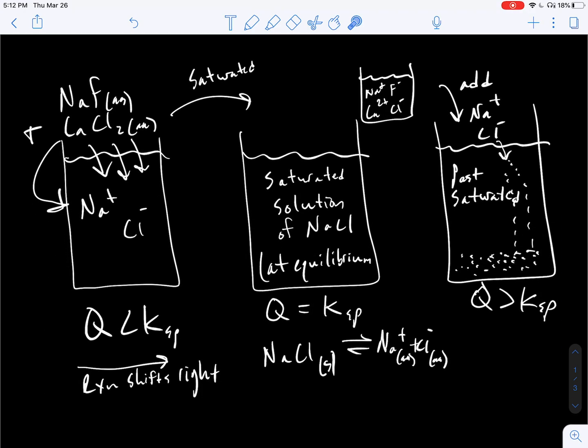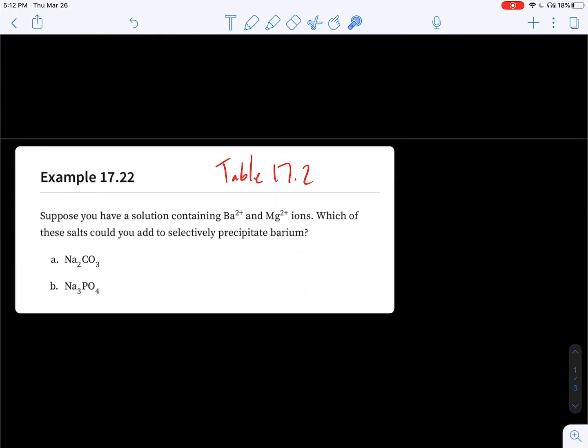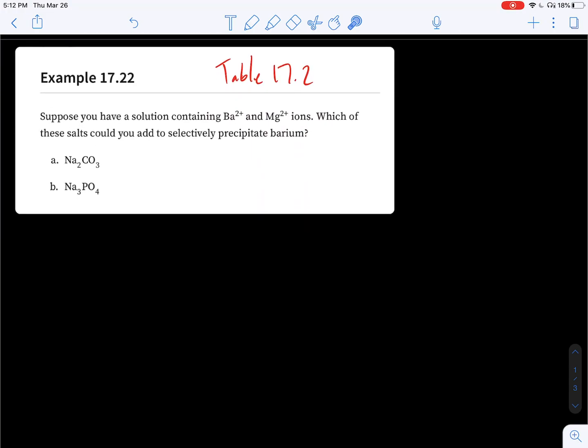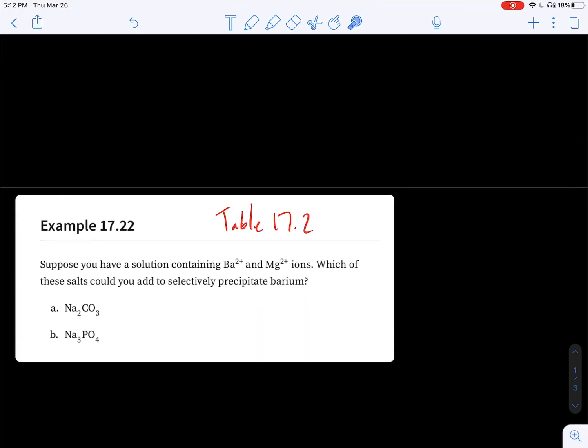And if we go down to example 17.22, actually I should probably write this out. This is selective precipitation.